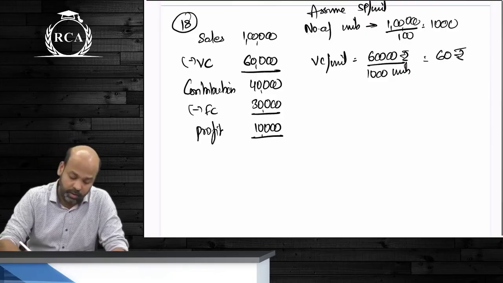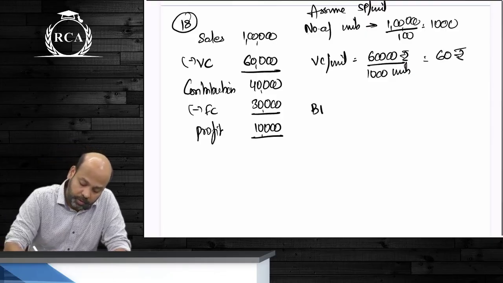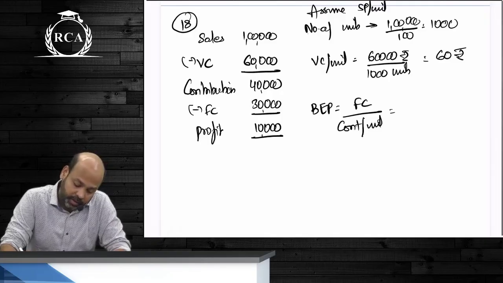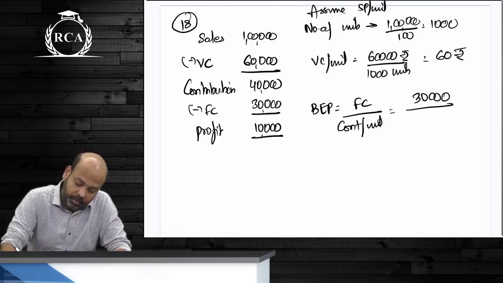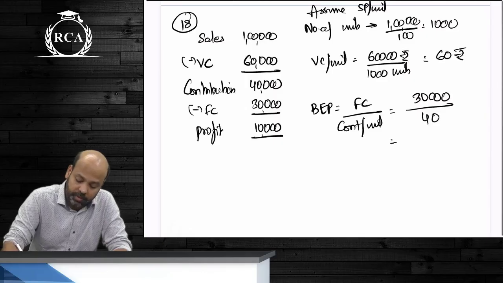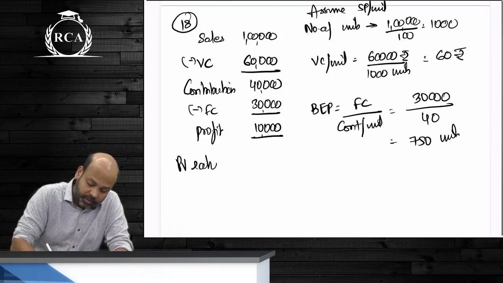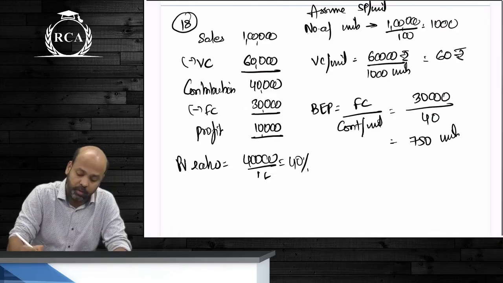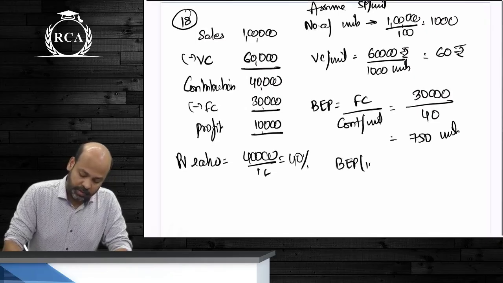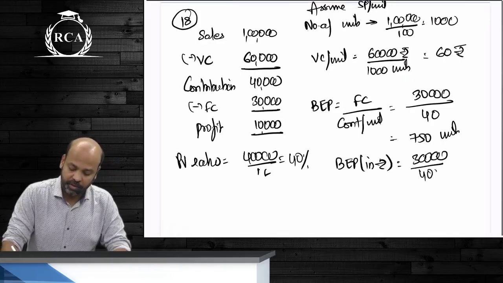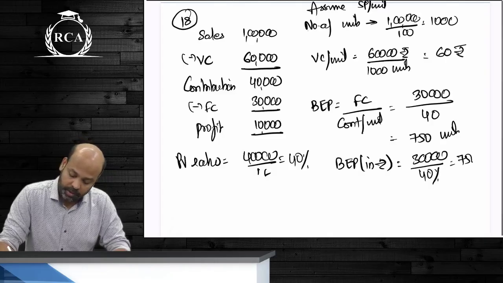Yes or no? Now, guys, in order to compute break-even point, you will write fixed cost divided by contribution per unit. Fixed cost beta is how much? 30,000 rupees. Contribution per unit would be 40 rupees. How much will this be beta? 750 units. Your PV ratio, guys, here would be 40,000 divided by 1 lakh, that is 40%. Break-even point if it has to be in rupees, how much will it be? 75,000. 30,000 divided by 40%, or 750 units multiplied by 100 rupees.